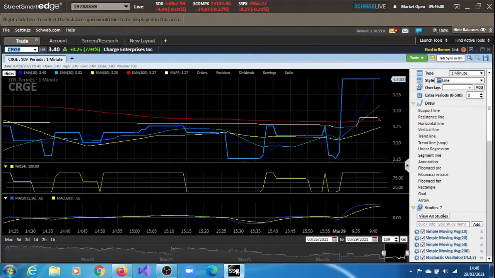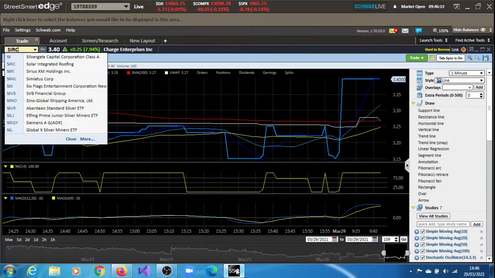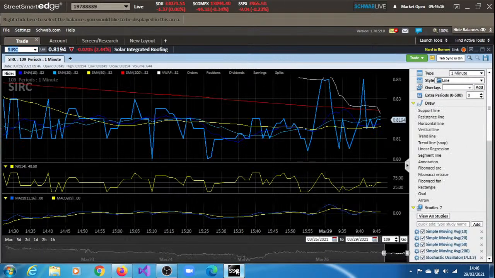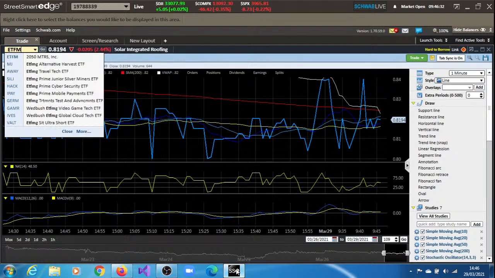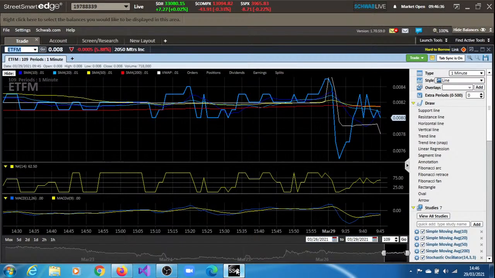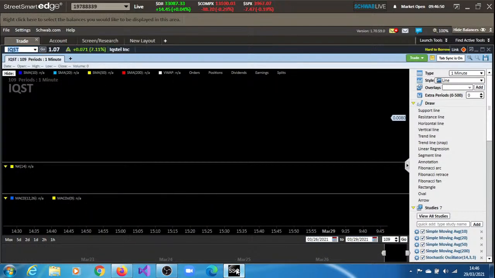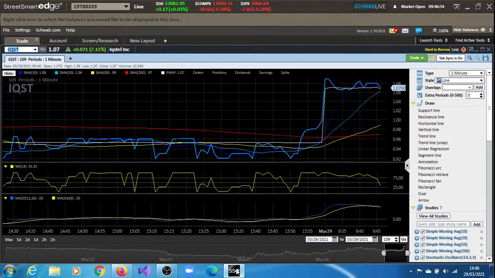Charge Enterprises up 7.94%. Solar Integrated Roofing down 2.44%. $250 Meters Inc. It's down 5.8%. Extel Inc. is up 7.11%.